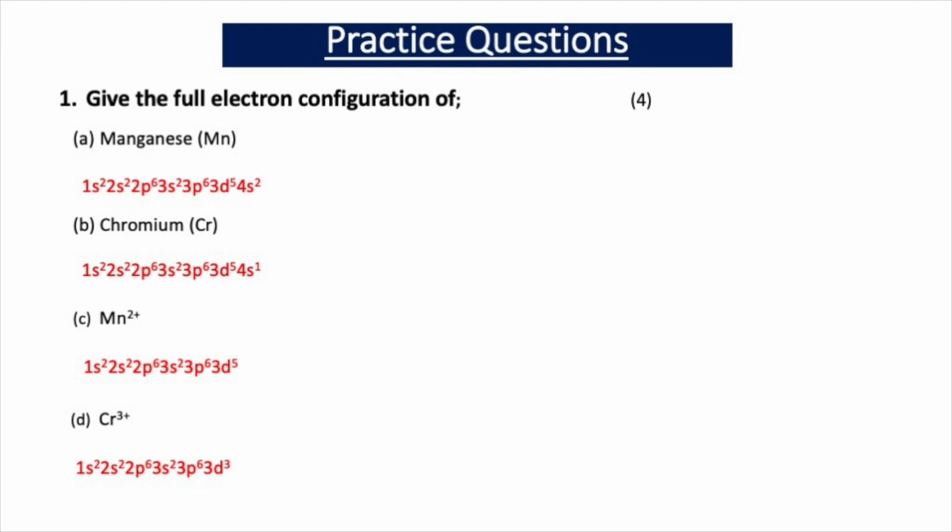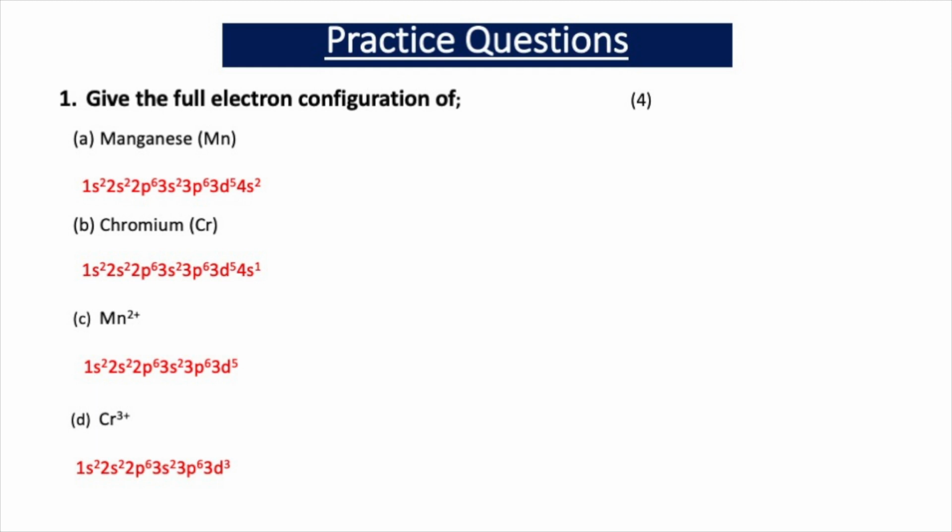So now let's go for the answers to question 1. You're asked to give the full electron configuration of the following. So manganese would be 1s2, 2s2, 2p6, 3s2, 3p6, 3d5, 4s2. Now chromium's electron arrangement is irregular. It's 1s2, 2s2, 2p6, 3s2, 3p6, 3d5, 4s1.